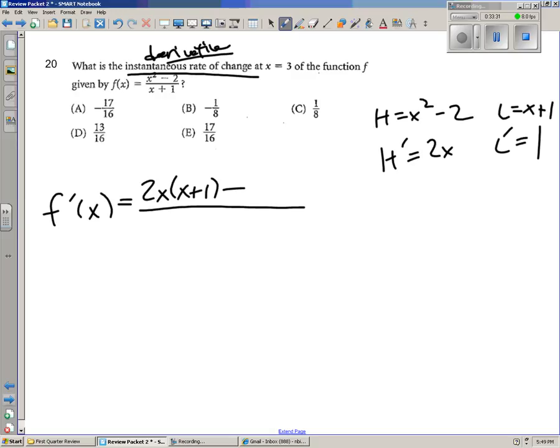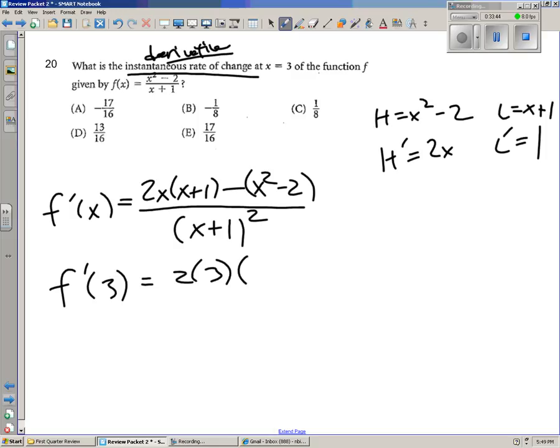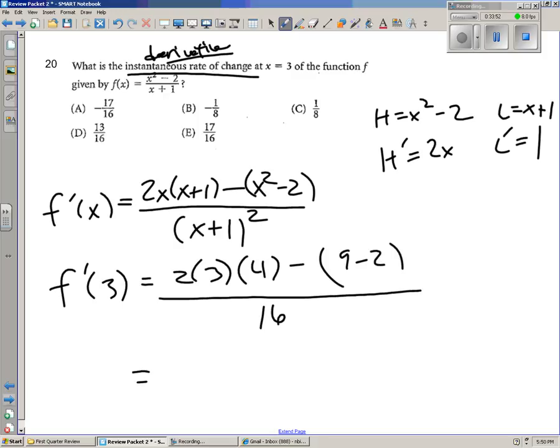So I even sing the song when I do it. X squared minus 2 times 1. I'll leave the 1 out. Over the low squared, which is x plus 1 squared. Now you can go simplifying this, but I just need to plug in 3 and get a number. So 2 times 3 times 3 plus 1, which is 4, minus parentheses 3 squared is 9 minus 2, over 3 plus 1, 4 squared is 16. 2 times 3 is 6 times 4 is 24, minus 7 over 16, which is 17 over 16, choice E, and we're good to go.